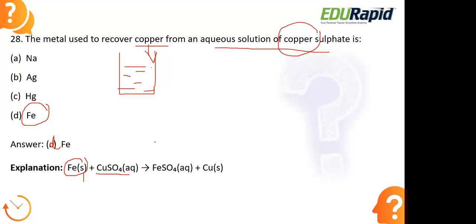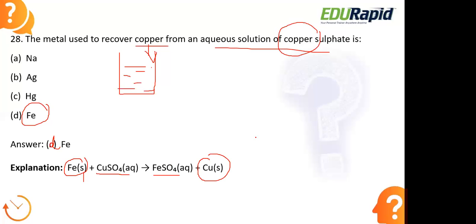So after the reaction, the products that we will get out of this are iron sulfate, that is ferrous sulfate, which will remain in the aqueous solution. That means the ferrous sulfate will get dissolved in the water and remain in the solution. Finally, we will get the copper. Copper can be separated out of this.